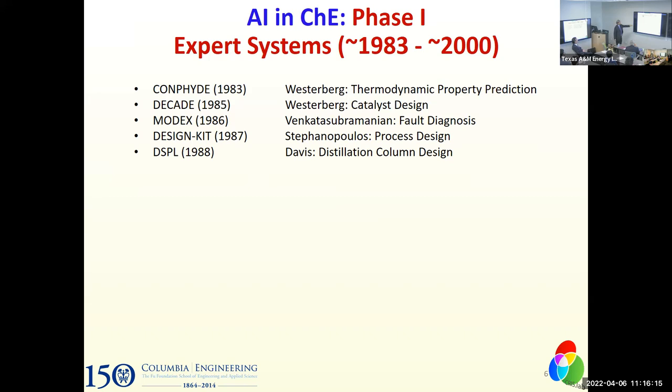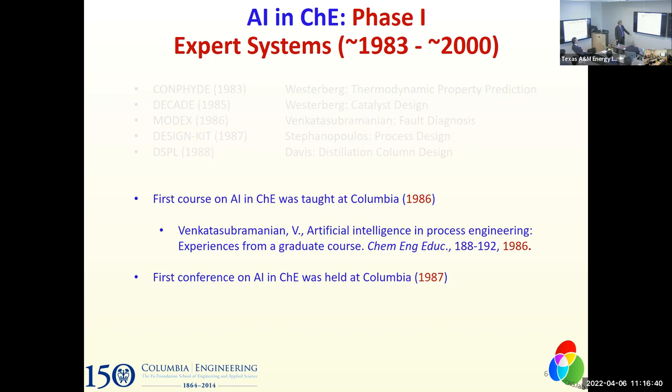And this was René's master's thesis. Then for his PhD, he did an expert system for catalyst design. Around the same time, I was setting up my AI lab at Columbia, looking at model-based approaches to fault diagnosis in chemical systems. Same time, George Stephanopoulos was setting up his AI lab at MIT to look at design, and also Jim Davis at Ohio State. The first course on AI was developed and taught at Columbia in 1986.